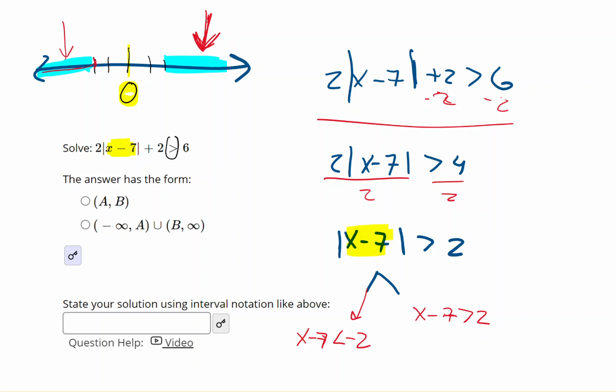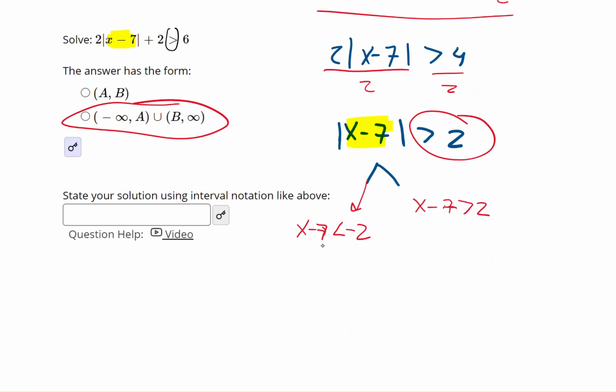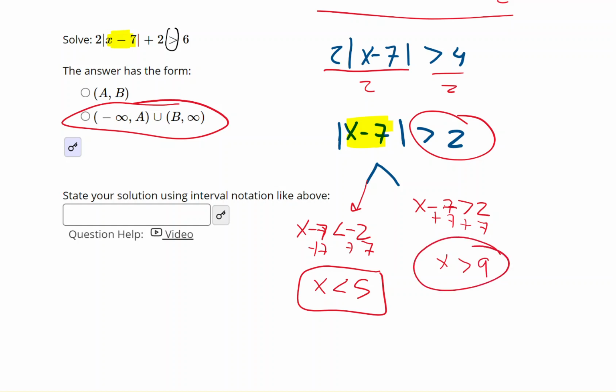So even before I solve this, I know my answer right here has to be 2 separate intervals, not just one interval, because we're looking at the places on the number line that are more than 2 units away from 0. So then I can go ahead and solve these. Let's see, I'll add 7 on both sides. X could be anything less than 5, or add 7 on both sides. X could be anything greater than 9. So that leaves me with the 2 intervals from negative infinity to 5, union 9 to infinity.